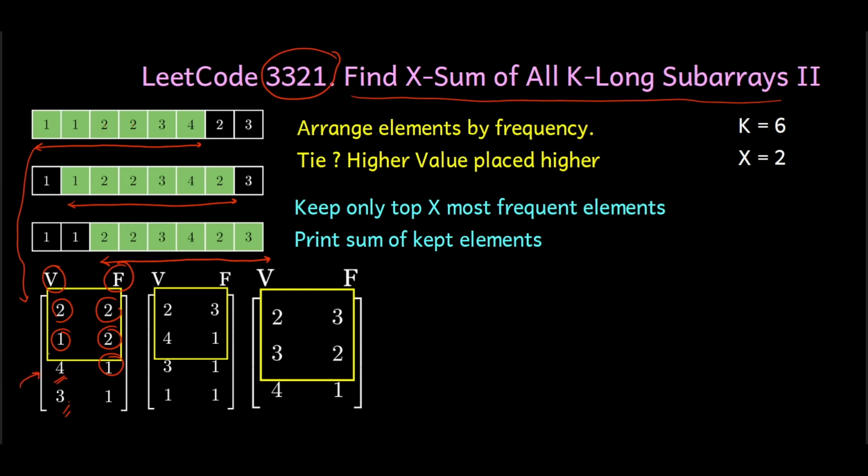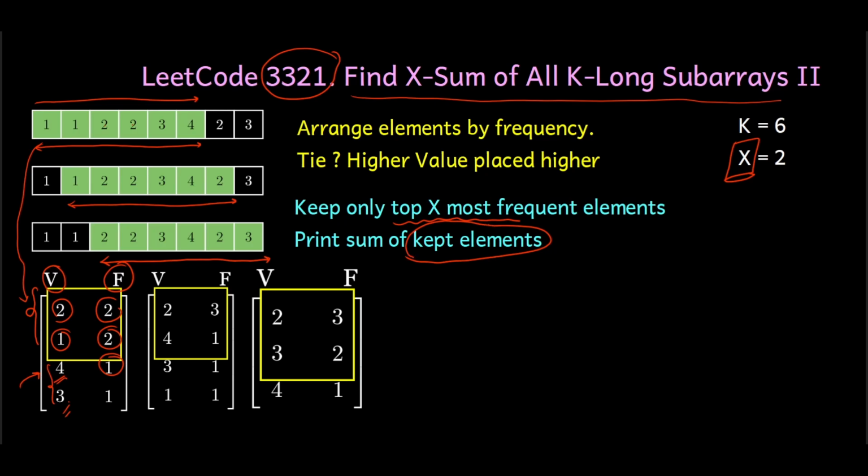Once you have done this sorting and ordering of these elements, you have a variable X given to you, and you need to select the top X elements from this list. That is, in short, in this subarray of length k, you need to pick the top X most frequent elements. You only keep the top X most frequent elements and delete the rest of the elements from the array, and your goal is to print the sum of the elements that you have kept.